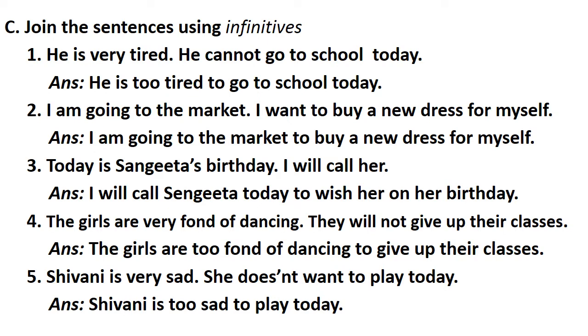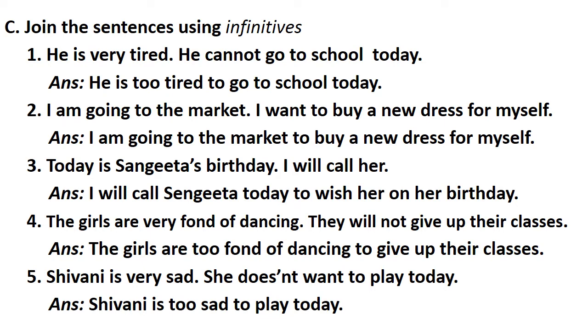We use too and very to modify the meanings of adjectives or adverbs. So in the above sentence, the adjective is tired, and too has modified this adjective so that it becomes a meaningful sentence. Moving toward the second one, I am going to the market. I want to buy a new dress for myself. The answer is, I am going to the market to buy a new dress for myself. Here you must have seen the to infinitive has come in between the sentence, followed by the verb expression to buy a new dress for myself.